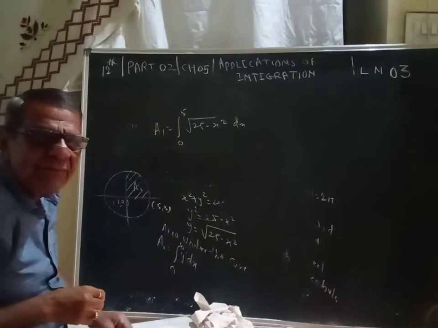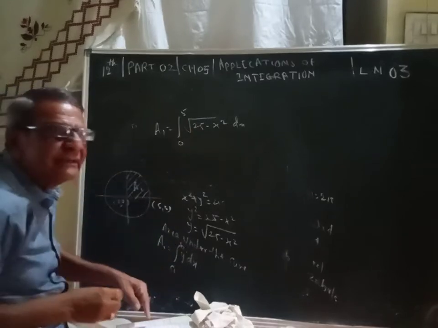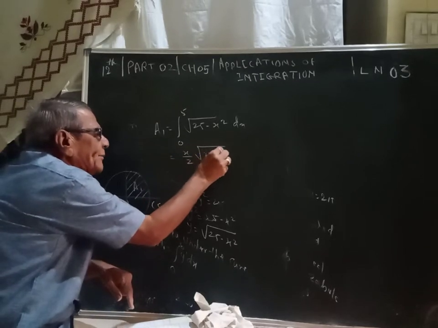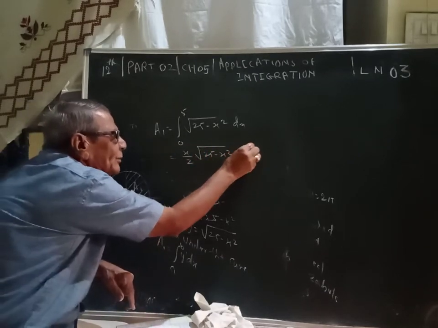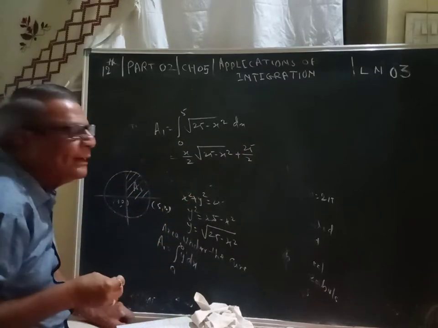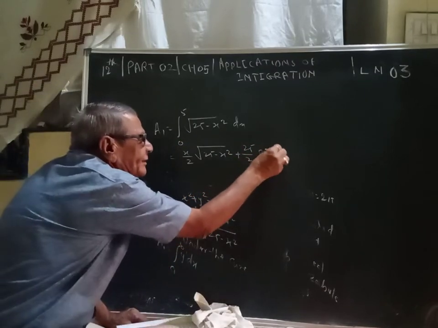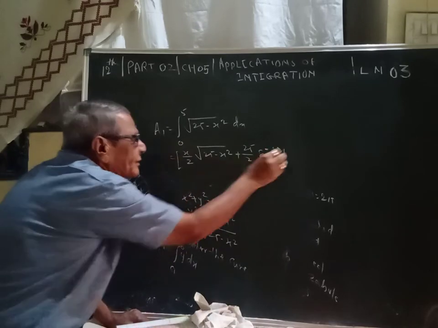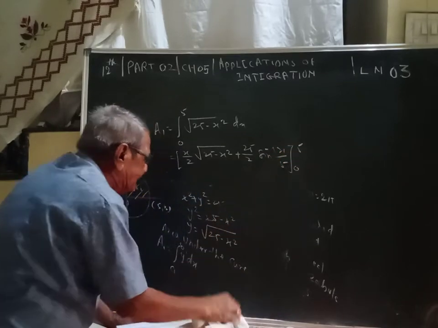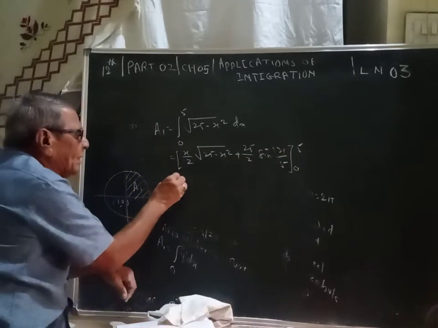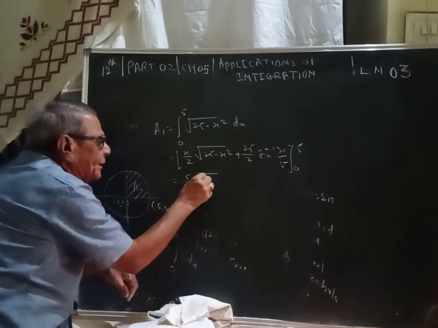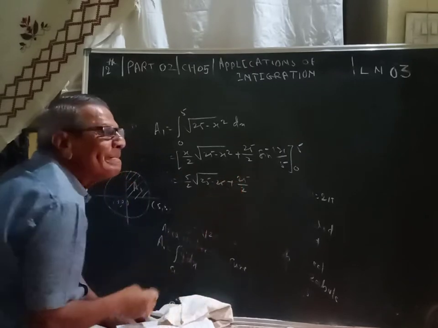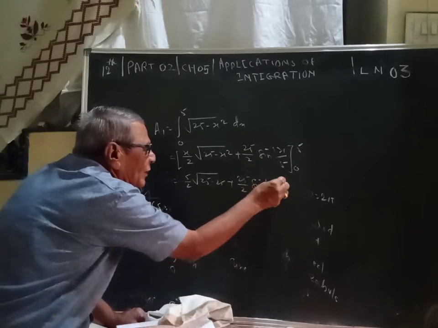Now which formula is applicable? Integration of under root a square minus x square. So it is x by 2 under root 25 minus x square plus a square by 2, 25 by 2, a square is 25, a square by 2 sin inverse x by a, a is 5, between the limits 0 to 5. Let's find the answer. We put the upper limit: 5 by 2 under root 25 minus 25 plus 25 by 2 sin inverse 5 by 5.